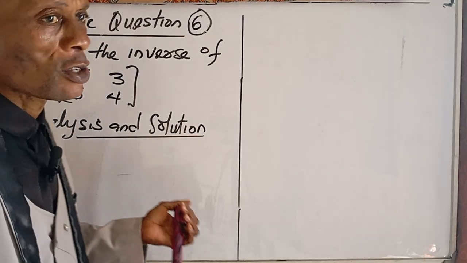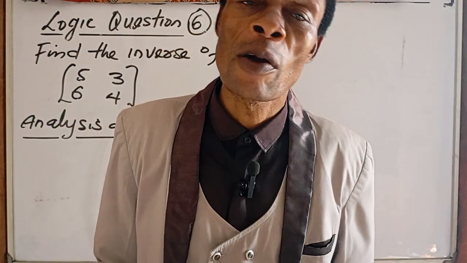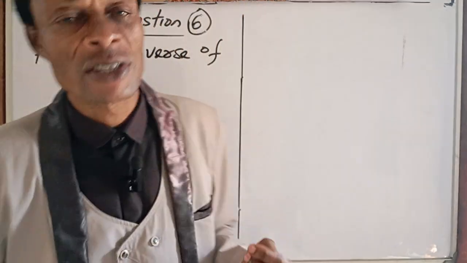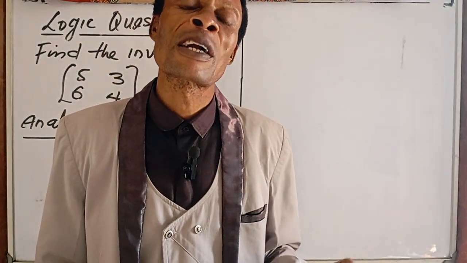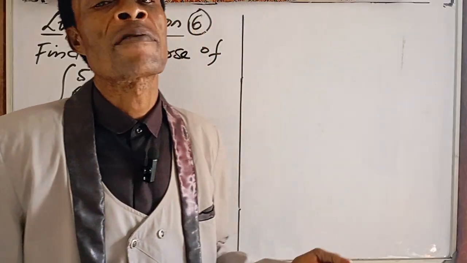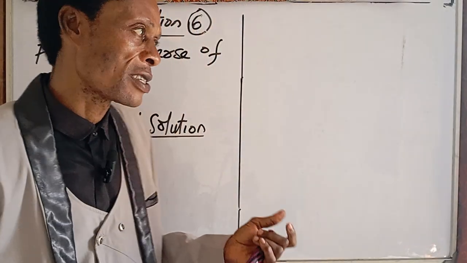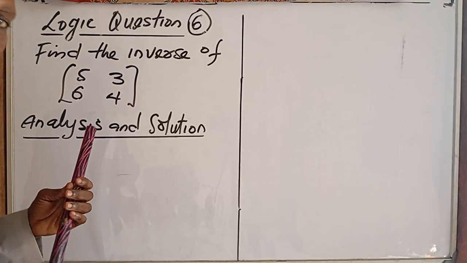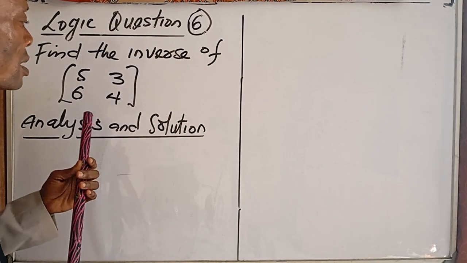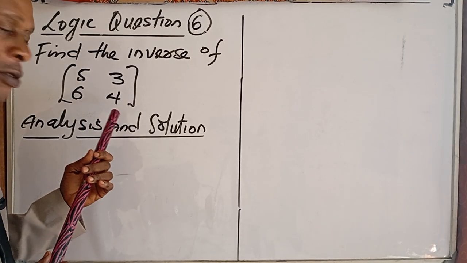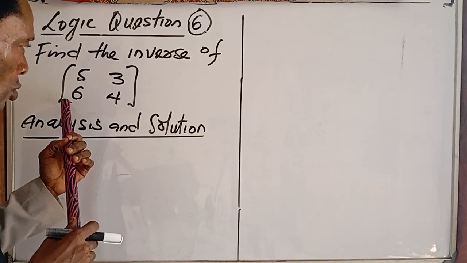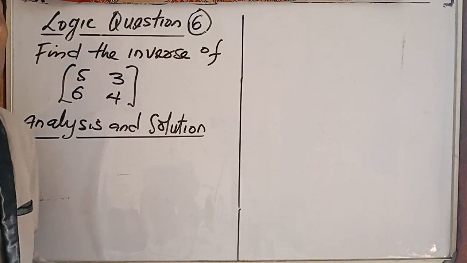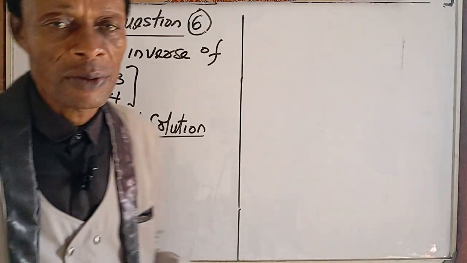This question is from the topic we call matrix, and the question requires us to find the inverse. This matrix is called a matrix of order 2 because it has 2 rows and 2 columns. That is a 2 by 2 matrix.